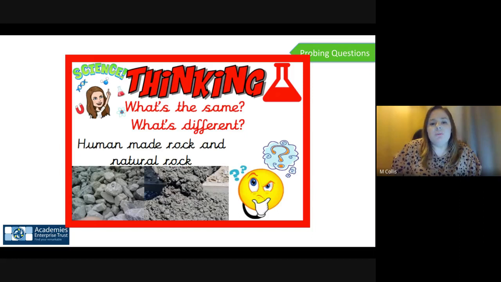How are human-made rocks formed? How are natural rocks formed? Can you give me any examples? Specifically, especially the natural rock, can you name the 3 types of natural rock, which will hopefully explain your answer a lot more. Remember to use the spellings from the key terminology to help you.